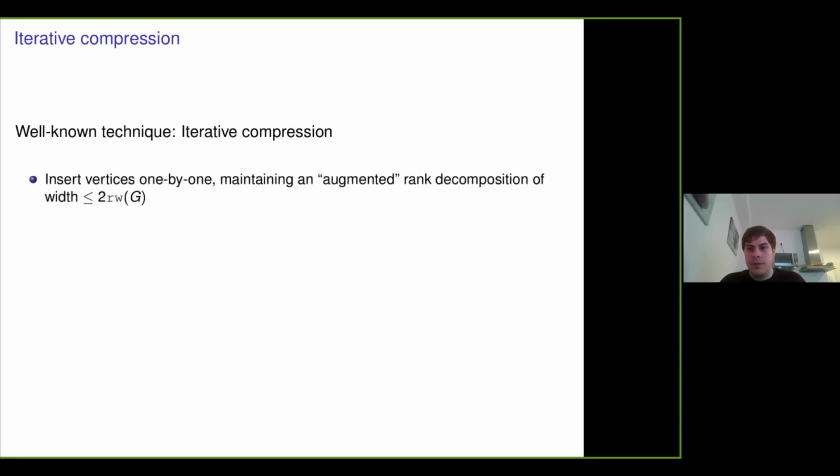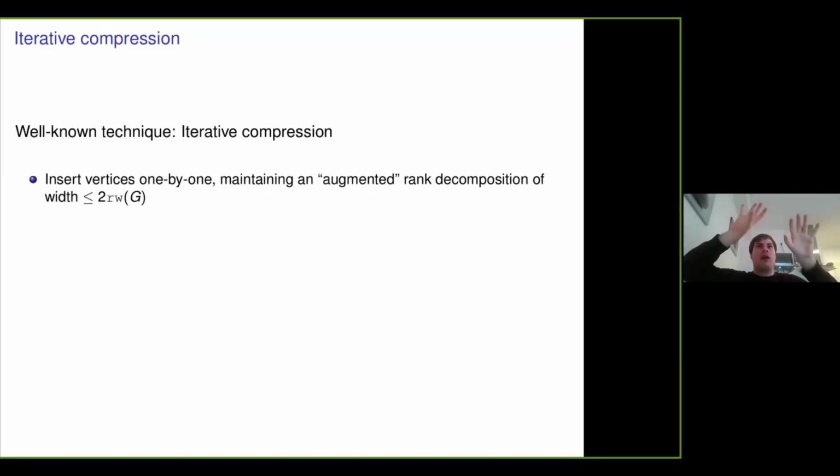So we maintain a rank decomposition of width at most 2 times the rank width of a graph. We start with the empty graph, insert vertices one by one, and maintain a rank decomposition for this 2-approximation. What is important here is that we maintain an augmented rank decomposition, where each edge of the rank decomposition corresponds to a low rank matrix.